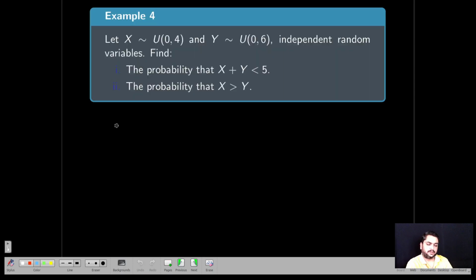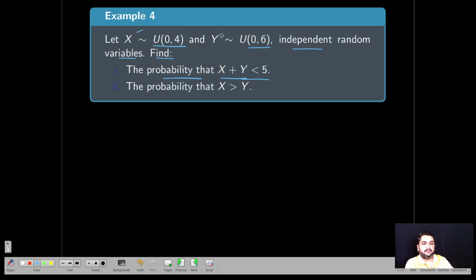Now we'll see one more example. Let x be uniformly distributed in the interval 0 to 4 and y be uniformly distributed in the interval 0 to 6. Both are independent random variables. Find the probability that x plus y is less than 5.